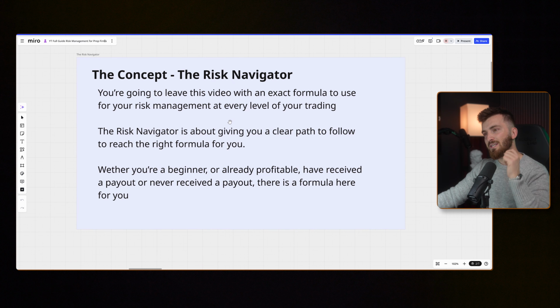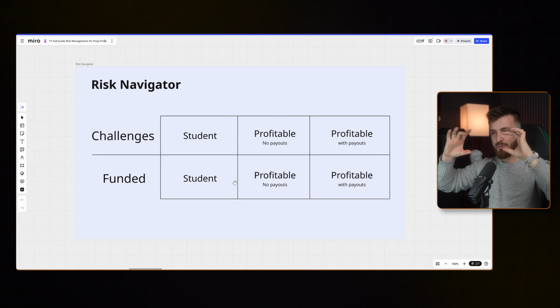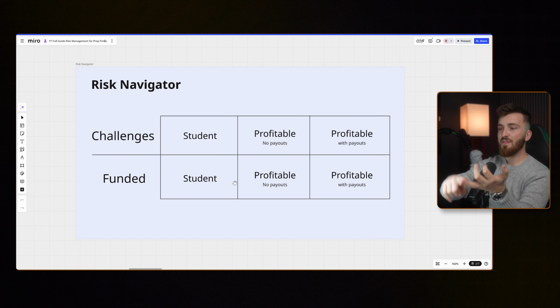Now, the concept, the risk navigator, you're going to leave this video with an exact formula to use for your risk management at every level of your trading. The risk navigator is about giving you a clear path to follow to reach the right formula for you. Whether you're a beginner or already profitable, have received a payout or never received a payout, there is a formula here for you. So the risk navigator, there's going to be multiple sections, and that is for the challenge and that is for the funded.